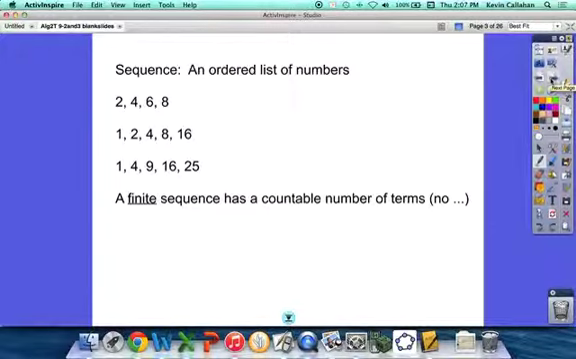All right. A finite sequence has a countable number of terms. It doesn't have any dot, dot, dots at the end. So you see that there? Because there's no dot, dot, dot, that is the sequence. It doesn't keep going. There's no next term.